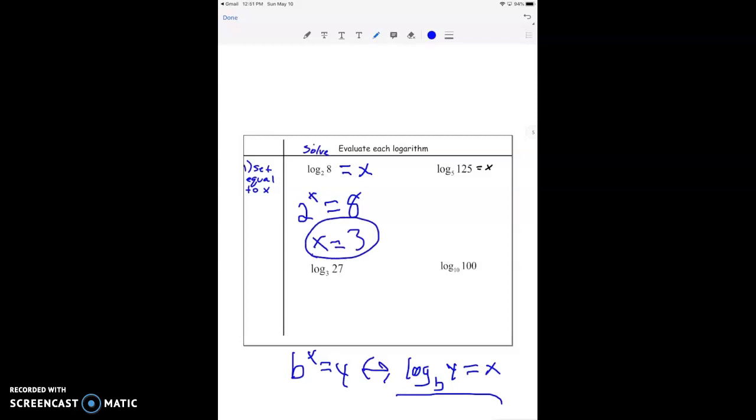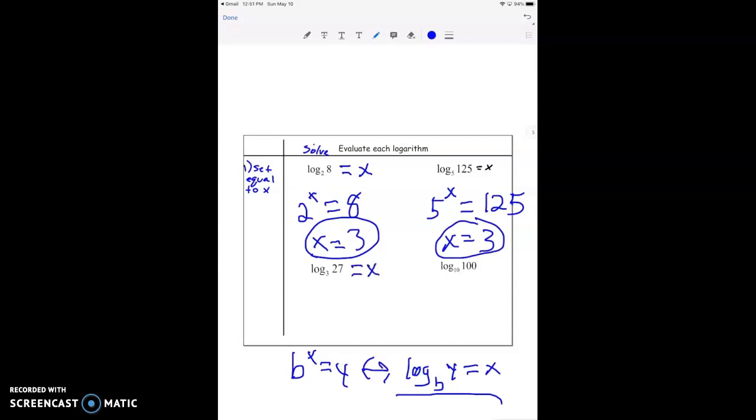Same thing. Set it equal to x. My base is 5, x is x, my y is 125. Again, ask yourself, 5 to what power is 125? Well, it so happens to be 3 again. We're nice there.